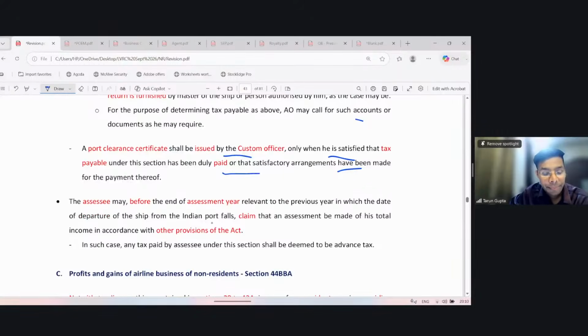The assessee may, before the end of assessment year relevant to the previous year in which date of departure of ship from Indian port falls, claim that the assessment is made of his total income in accordance with other provisions of the Act. Other provisions of the Act means section 44B. In such case, any tax paid by assessee under this section shall be deemed to be an advance tax. Right?